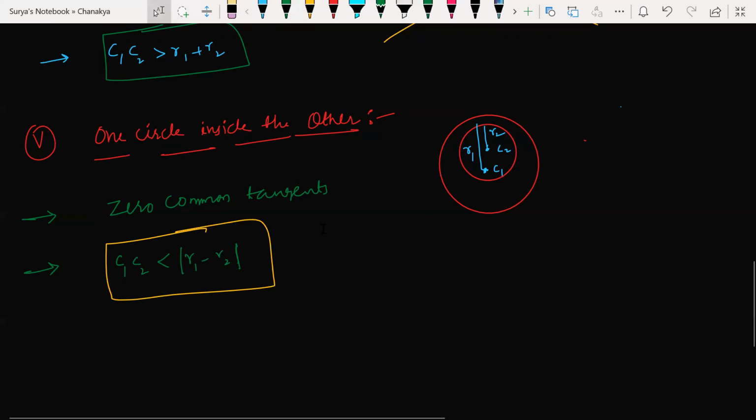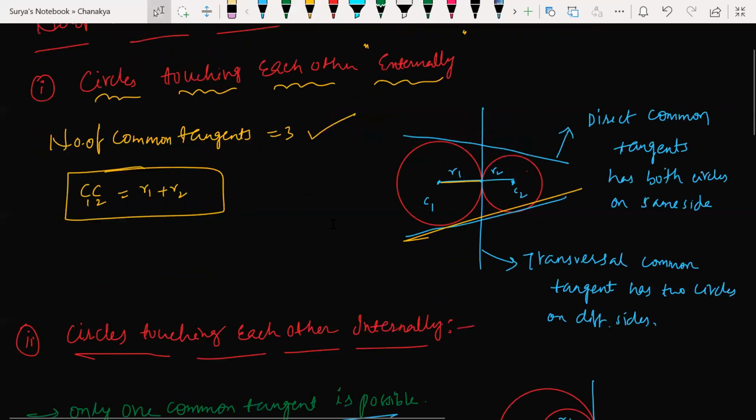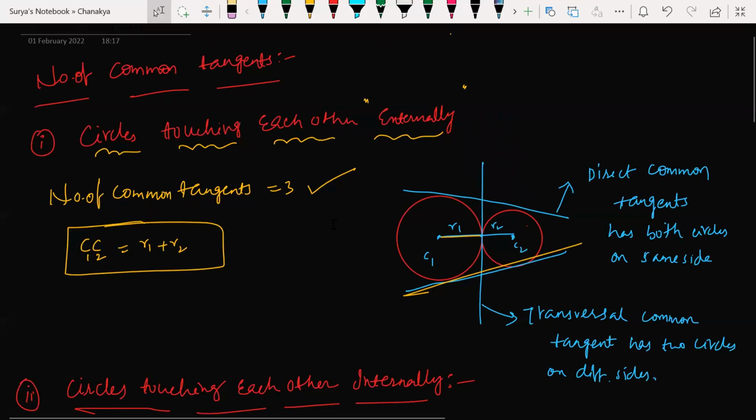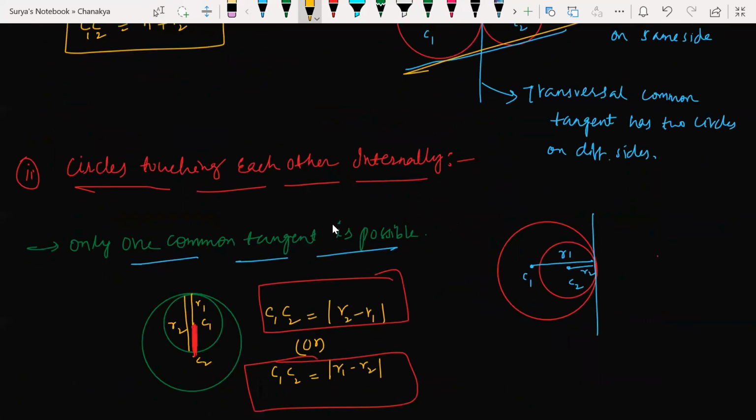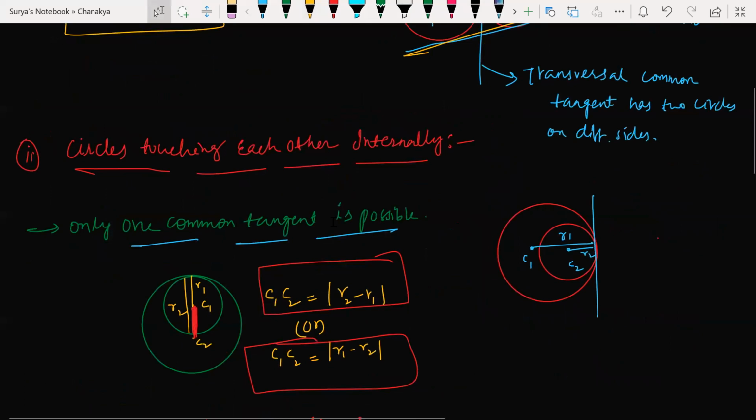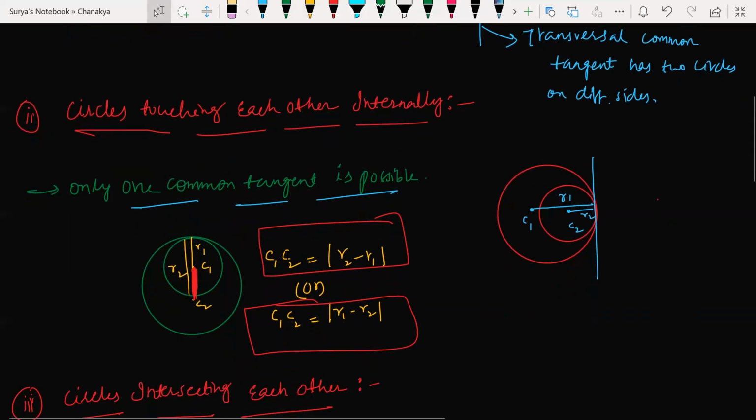Get my point? So what are the things we have learned here? 5 conditions we have learned. What are they? When circles touch each other externally, there are 3 common tangents possible. Right? What is the condition? C1C2 is equal to R1 plus R2. And when two circles touch each other internally, what happens here? C1C2 is equal to R1 minus R2. Getting my point, people? This is the condition when two circles touch each other internally.